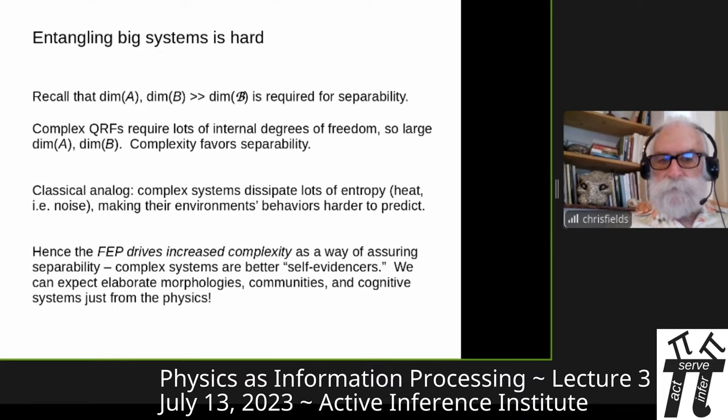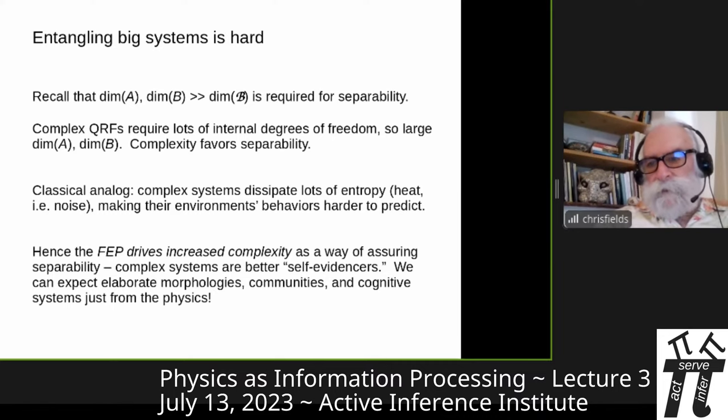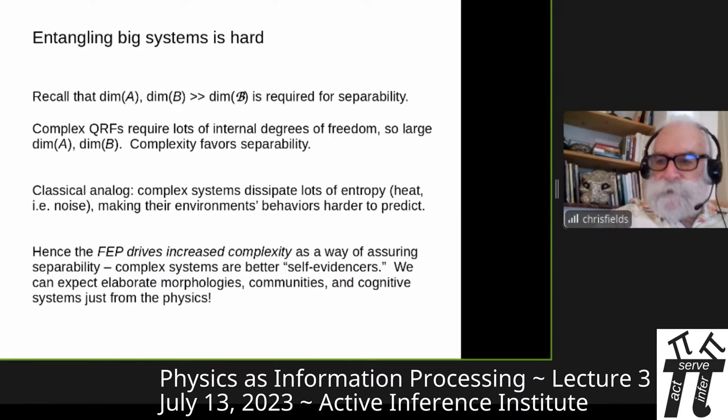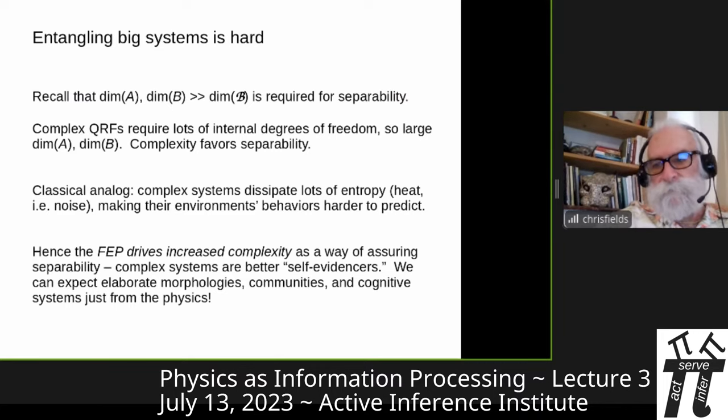So if you have a complex QRF that's doing a lot of computation, then you need a lot of internal degrees of freedom to implement that computation. So you need a lot of internal state. So you have to have large dimension. So complexity favors separability. As a system becomes more complex, it has to have more internal states. So it has to be, in a sense, more separable from whatever it's interacting with. Now, think about this classically. If you have a complex system that's doing a lot of computation, then it requires a lot of free energy, and it has to dissipate a lot of entropy in the form of heat, typically. But something, some form of energy transfer that its environment is going to see as noise, as not informative.